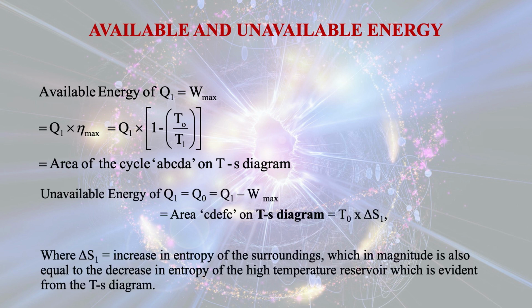Unavailable energy of Q1, that is equal to Q0, the heat rejected to the sink, is equal to Q1 minus W max, is equal to the area CDEFC on the TS diagram, that is T0 into delta S1, where delta S1 is the change in entropy for this case. Here delta S is equal to the increase in entropy of the surroundings, which in magnitude is also equal to the decrease in entropy of the high temperature reservoir, which is evident from the TS diagram.